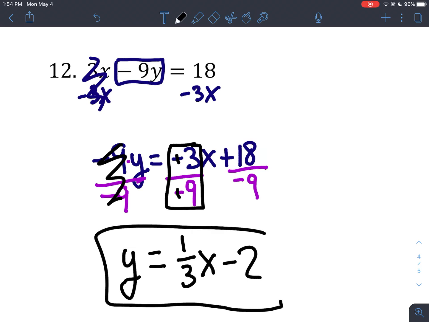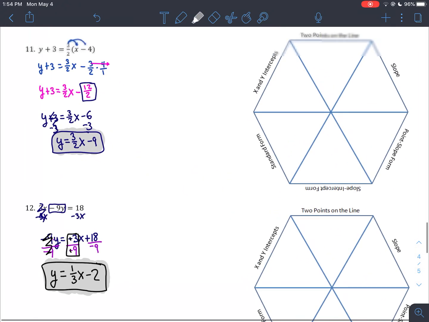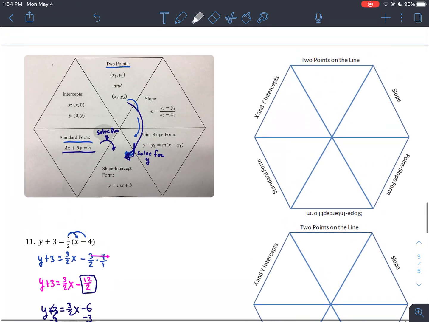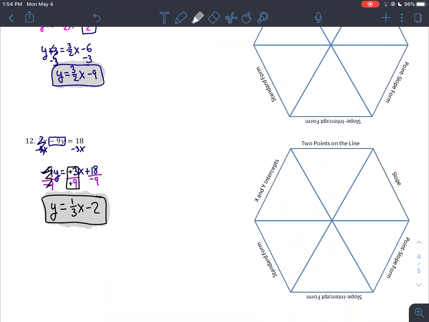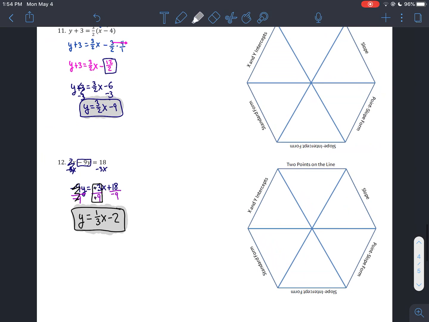And then I have plus 18 divided by negative 9, so that's going to give us a negative 2. So notice, in both situations here, when we went from point slope to slope intercept and standard form to slope intercept, what we did was we simply solved for y. We simply got that y by itself, and it takes the form y equals mx plus b.